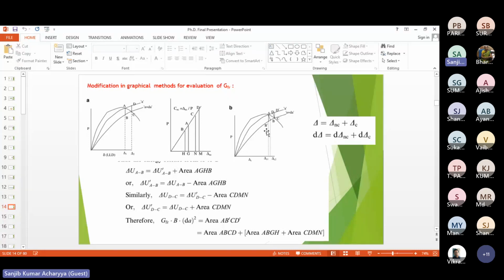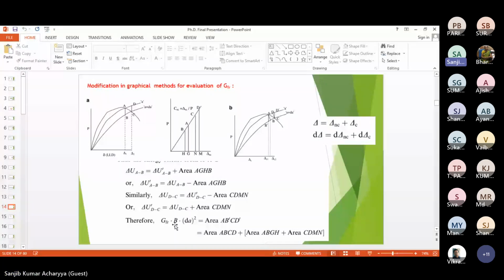So if we like to draw a constant crack displacement line on the load line displacement, then the line should be like this. And we have to consider the energy entangled within this trapezoid, which is the energy due to the non-crack part of the displacement. Considering all these things, the formula to calculate GFR is partly modified for the graphical method.